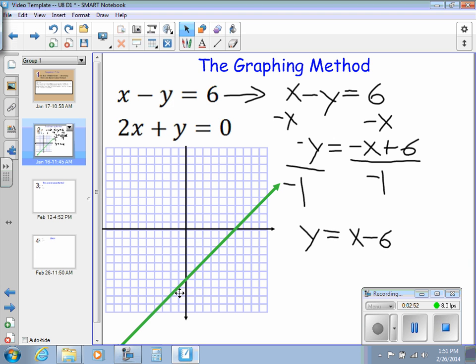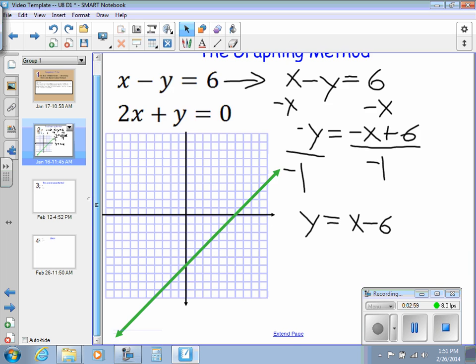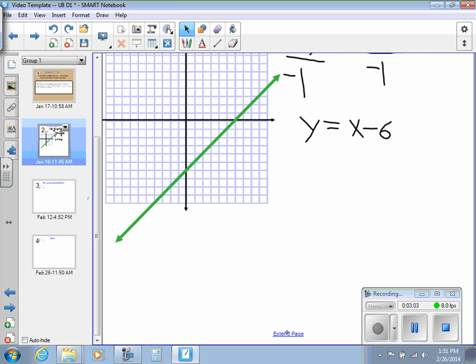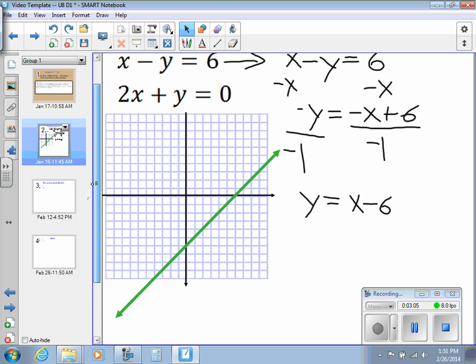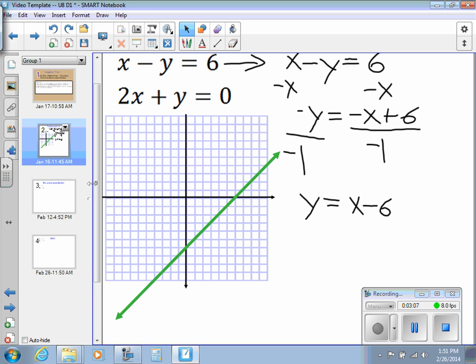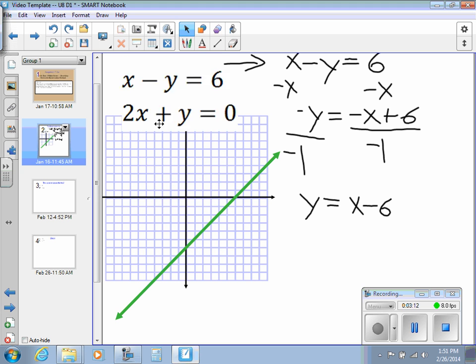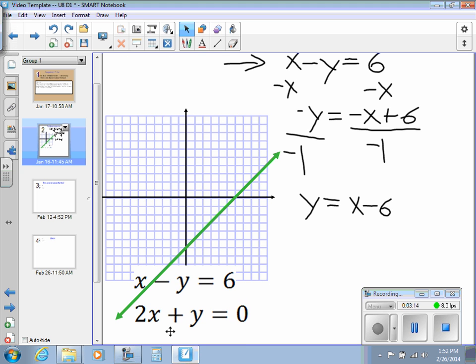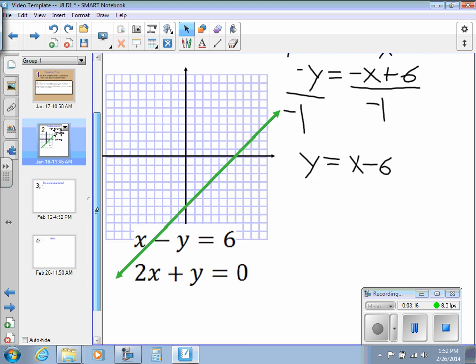Okay, so now I need the other line. And to do that, I'm going to need to take this other equation and solve for it. So let me just go ahead and move these down here where I can see it easily from lower in the page.